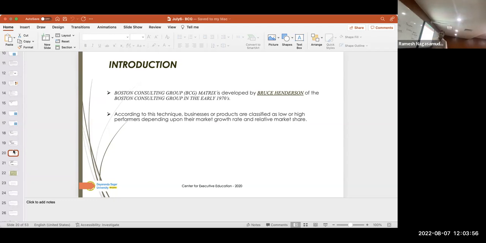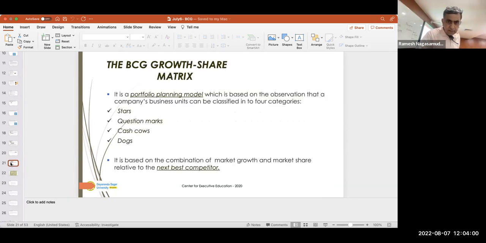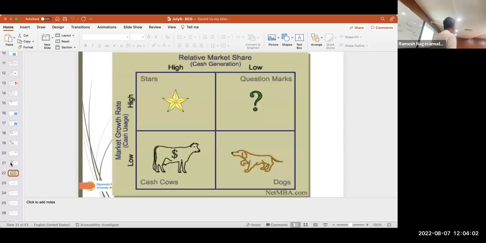It's a very easy matrix, and this is your matrix. We must first understand the two axes. Market growth rate is low, market growth rate is high. Give me an example of a market which is not growing very well. No automotive, enough of automotive. Give me a market which is not growing.